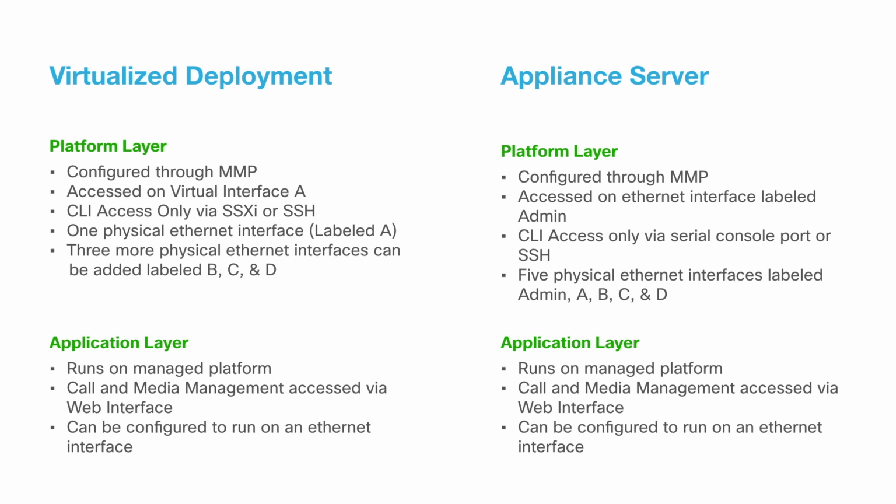Okay? Then you have what's called your application layer. And just like with the platform layer, it runs on both a virtualized and appliance server deployment. And this runs all of your management settings, your meeting management, and so forth. This can be accessed through the web interface, and the application layer can also run on any one of the 4 main physical Ethernet connection interfaces, A, B, C, or D.